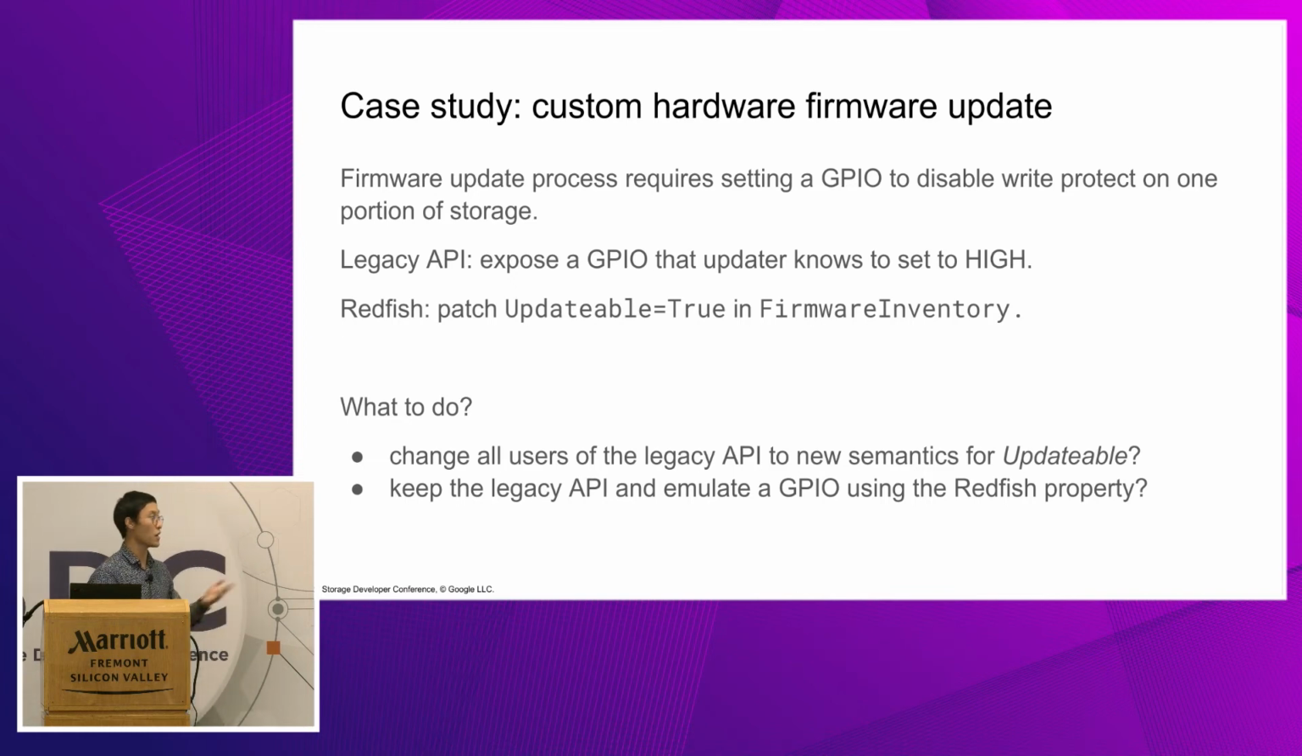And what actually ended up happening in this case is we did both. For time to market reasons, we had to push the GPIO using OEM into our Redfish implementation. And in the background, over the course of 6 months to 1 year, we had to slowly migrate all the users of the legacy API to the more reasonable, higher level property for updatable. So it required a two-pronged approach in order to address this issue.